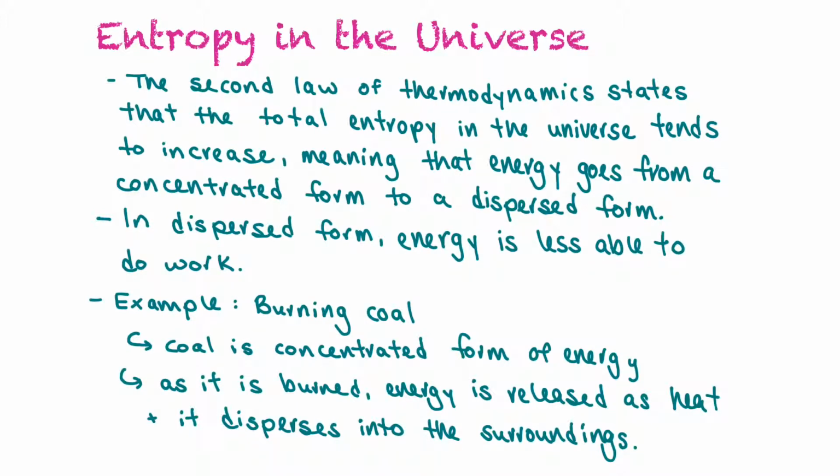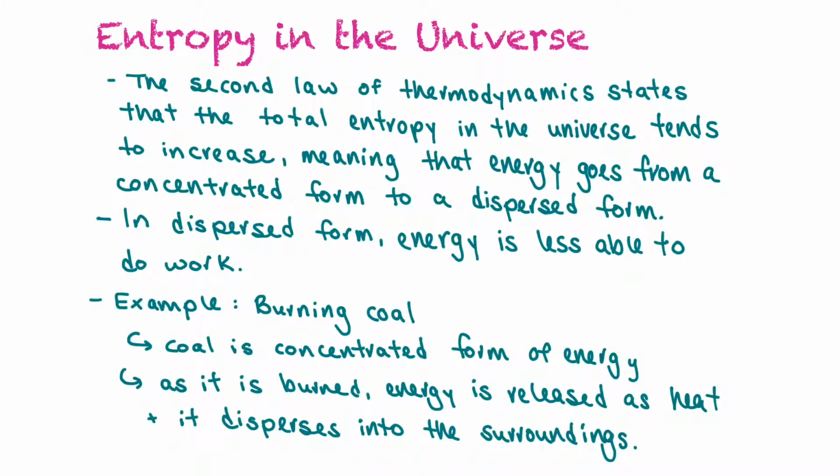So let's talk about entropy in terms of a larger scale. So entropy in the universe. The second law of thermodynamics states that the total entropy in the universe tends to increase, which means that the energy is going from a concentrated form to a dispersed form. And in that dispersed form, energy is less able to do work.